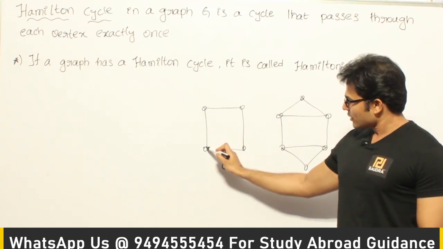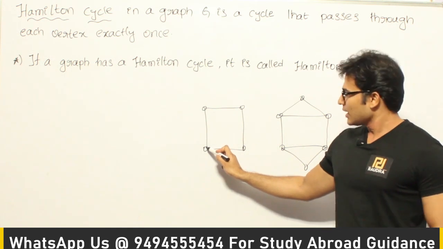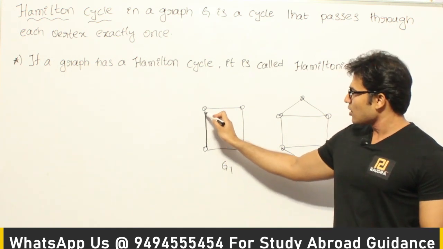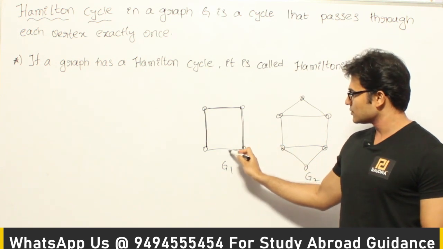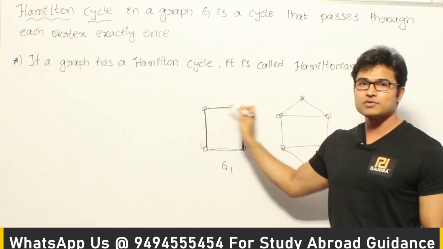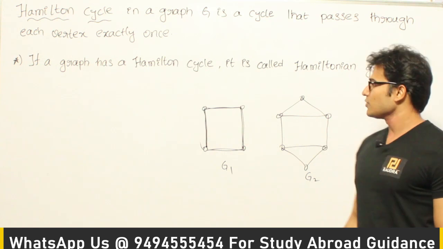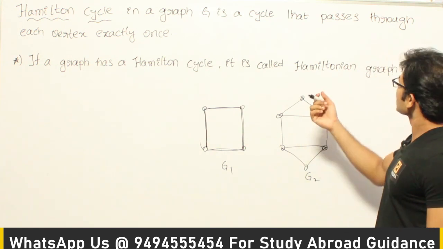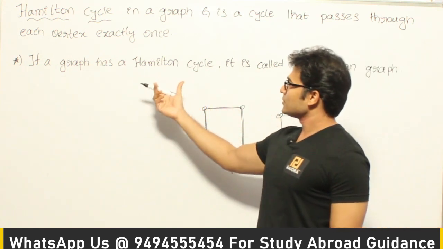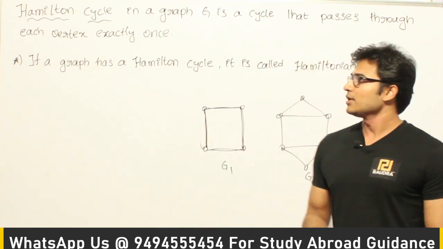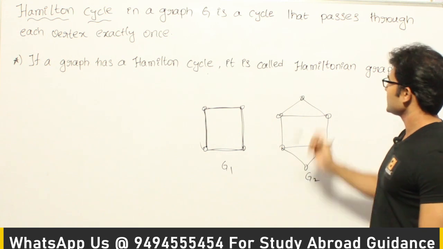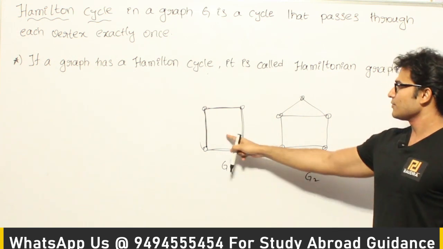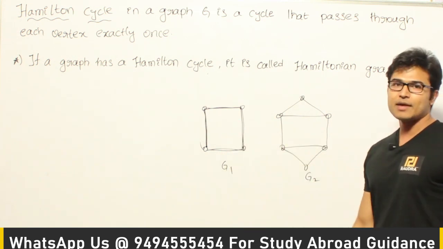Now it should start here, you can start anywhere, and then it should pass through all the vertices, and it should come back, but it should pass through them exactly once. If you have any such cycle, then it is called a Hamilton cycle. Now if a graph has a Hamilton cycle, it is called a Hamiltonian graph. This graph has that cycle, therefore it is called Hamiltonian.